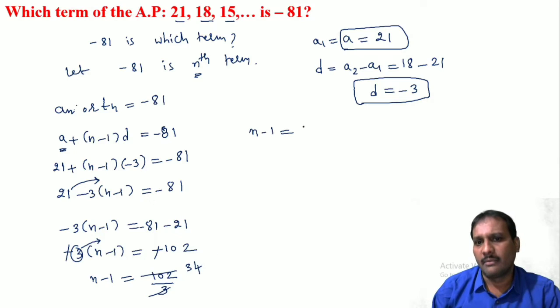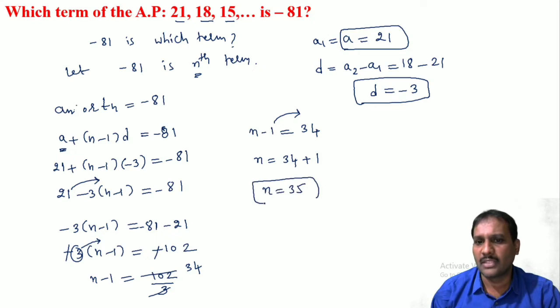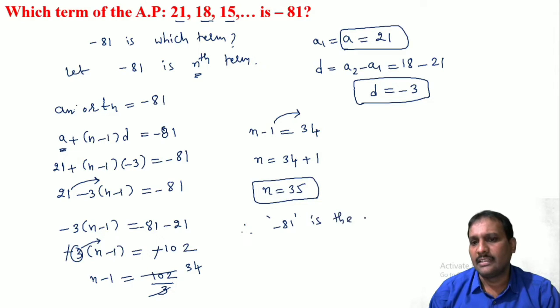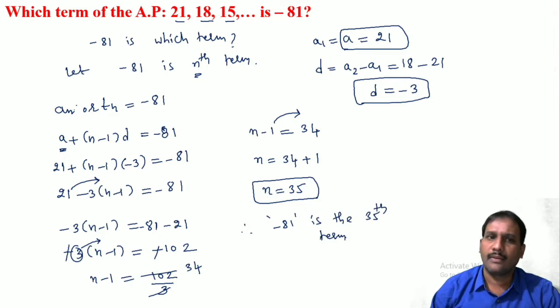n - 1 is equal to 34, and n is equal to 34, sending -1 to the other side, it will become +1. n is equal to 34 + 1, that is 35. Therefore -81 is the 35th term. Okay, next.